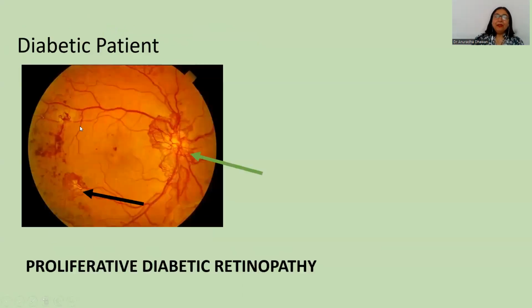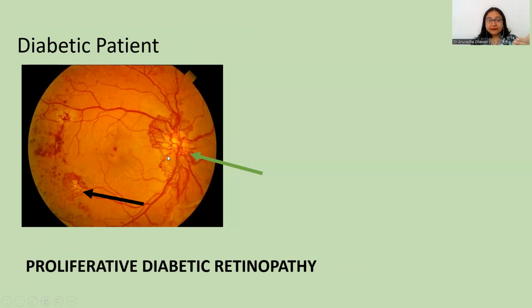Moving on to the second fundus image, which is very commonly asked. They will of course give you a clue that this patient is a diabetic patient. If they show you the fundus of a diabetic patient, here you can see multiple retinal hemorrhages, but more remarkably, see this green arrow? This green arrow is pointing towards a bunch of new vessels. And you can see an optic disc underneath.